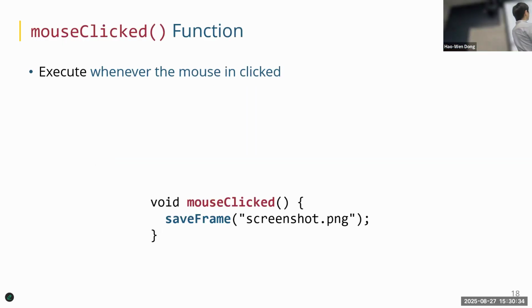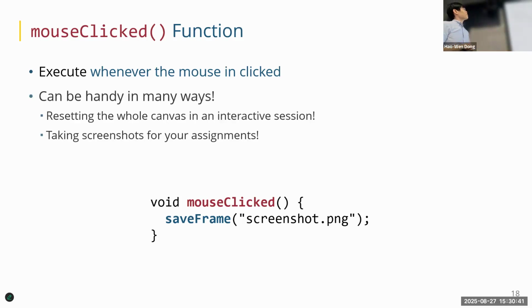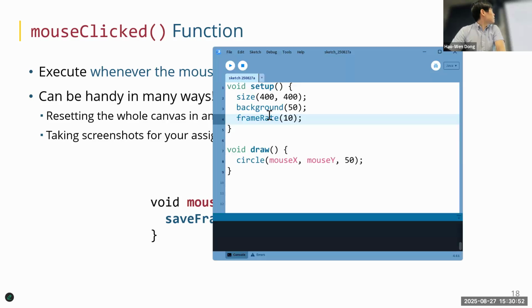Cool. So now we have another built-in function, which is very fun. Mouse clicked. So it will execute whenever the mouse is clicked. Can be handy in many ways. Resetting the whole canvas in an interactive session, but also if you want to take a screenshot for your assignments. So let's look at this. We can have an example.